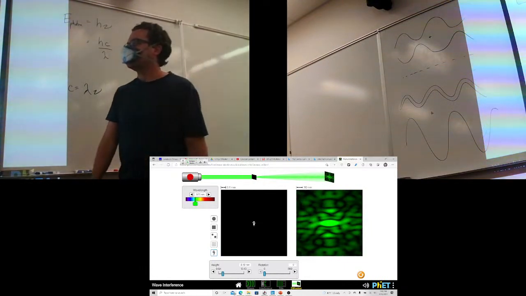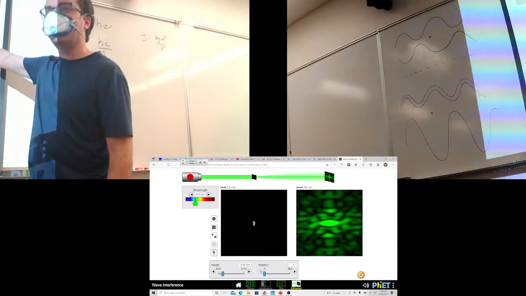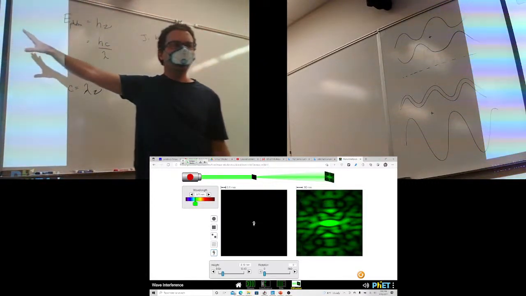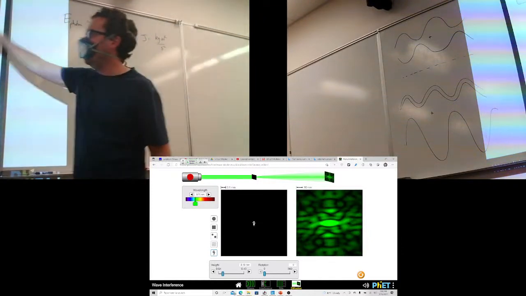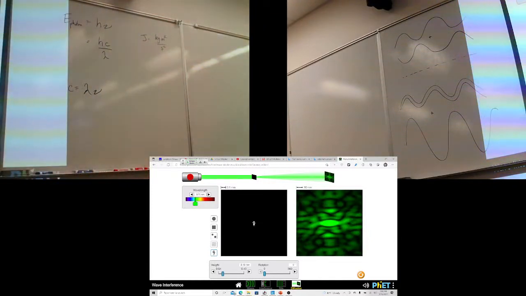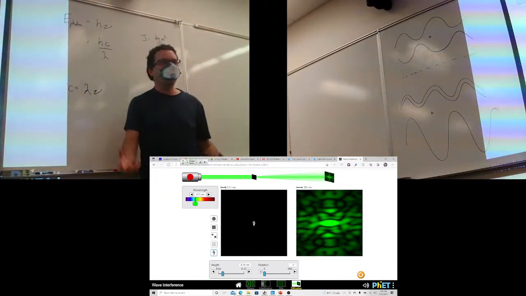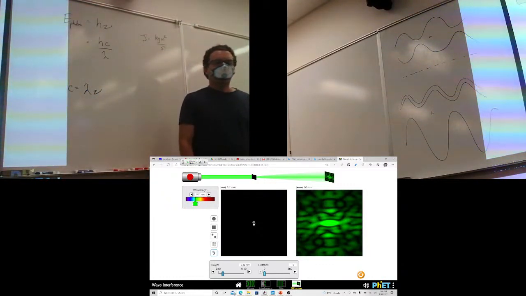And while this doesn't look like much to us, this pattern actually can be analyzed by a computer, and the computer can take this pattern and figure out what the original shape was. There are equations that model what happens. This is a big deal.